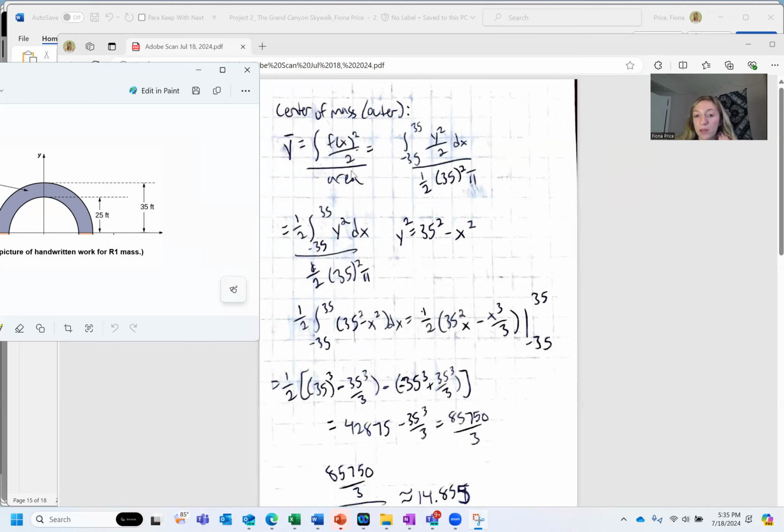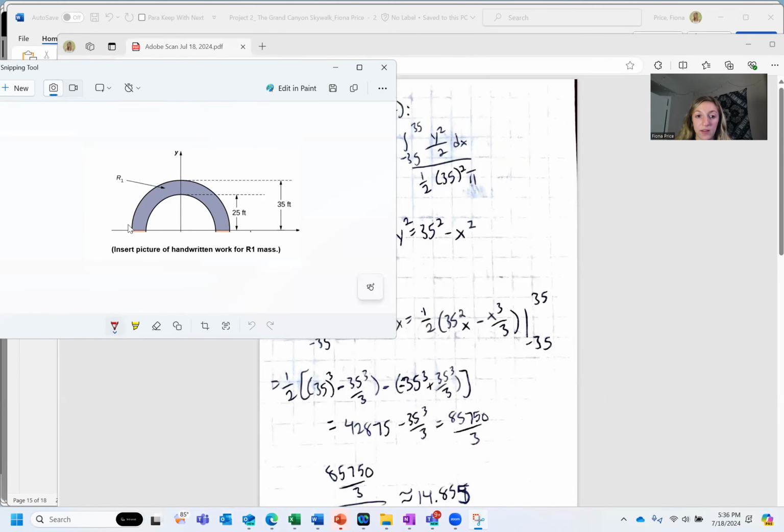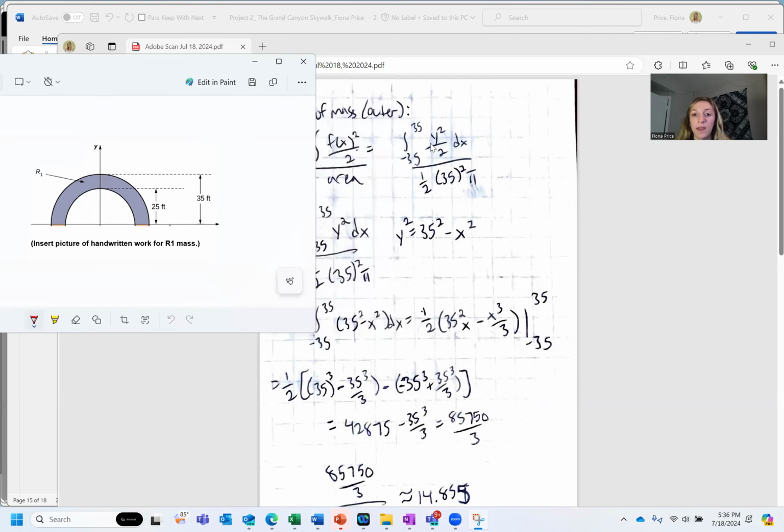At the top, as stated in our textbook, to find the moment, you do f of x squared over 2. Now, with this semicircle, we know that the radius is 35. So we're going to set up our integral so that we're evaluating it from 35 to negative 35. So we're going from this end to this end, right? And then inside, we're going to do y squared over 2.